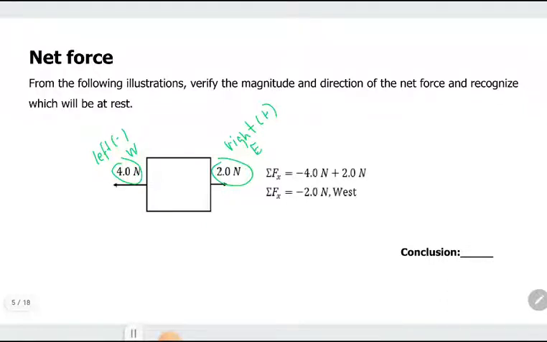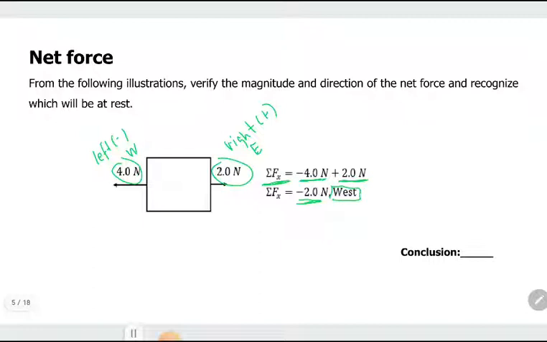Right is the same as east. Okay? So if we sum the forces along the x, notice the change in subscript. The 4 Newton will take the negative sign since to the left, and the 2 Newton will take the positive sign since it is directed to the right. So if we do the algebra, negative 4 plus 2 will be negative 2 newtons. Negative 2 means it's directed to the west.